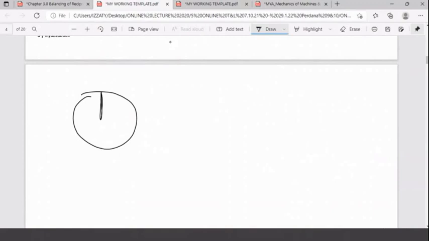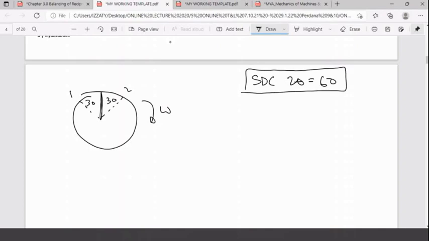Crank position number 1, number 2 at 30 degrees, the common crank rotating in this direction. We are going to construct the secondary direct crank, where your 2 theta now becomes 60 degrees, isn't it? In my book, I put positive here just to show that positive holds the given position or direction. So this is the result.